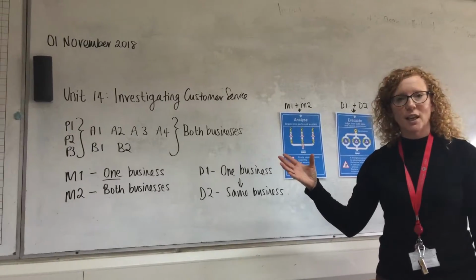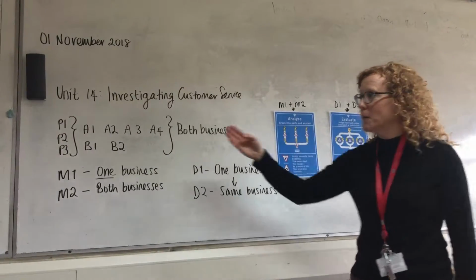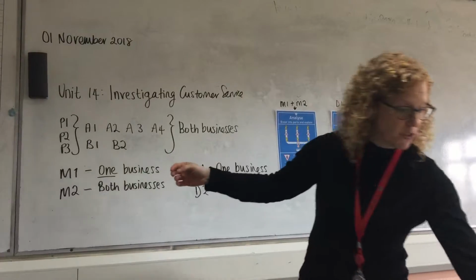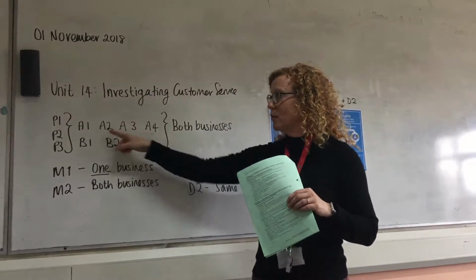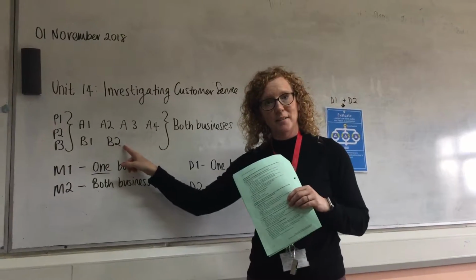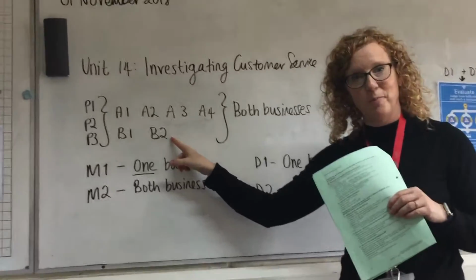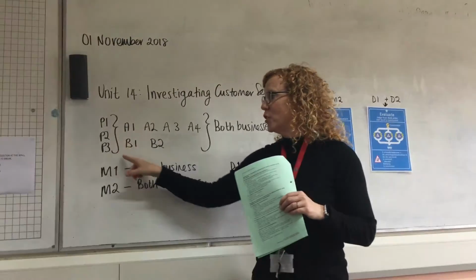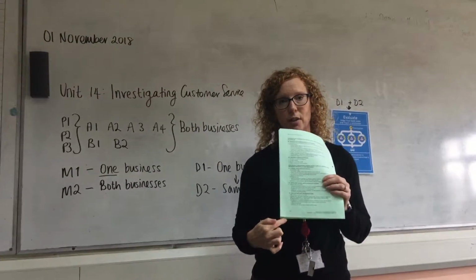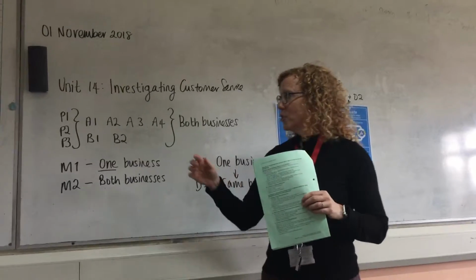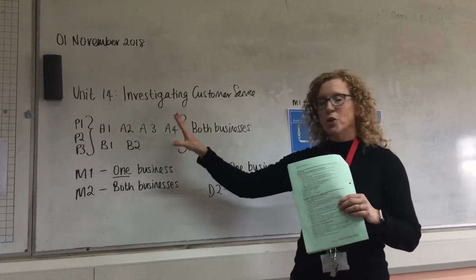Unit 14, investigating customer service. You've got 3 pass criteria, and if you're following the bulleted points, you're covering all of these things here. Can you see those things? Oh, yeah. So P1, P2, P3 are covered in all of those bits down here. Okay. And on the next page, you know that you've covered the pass.